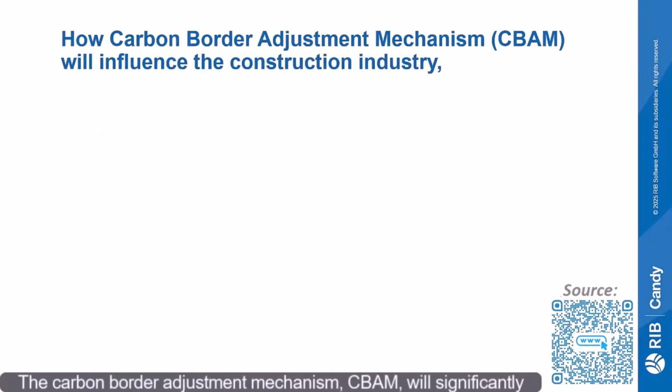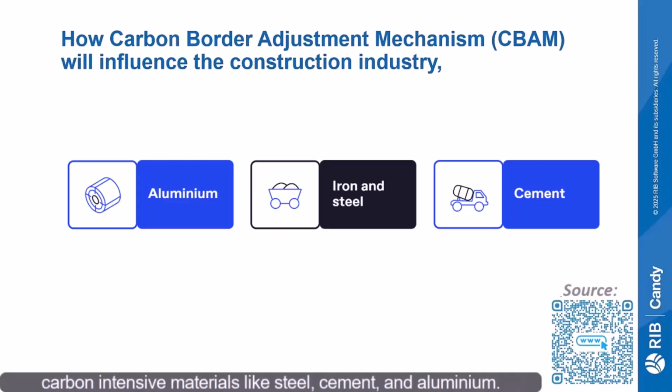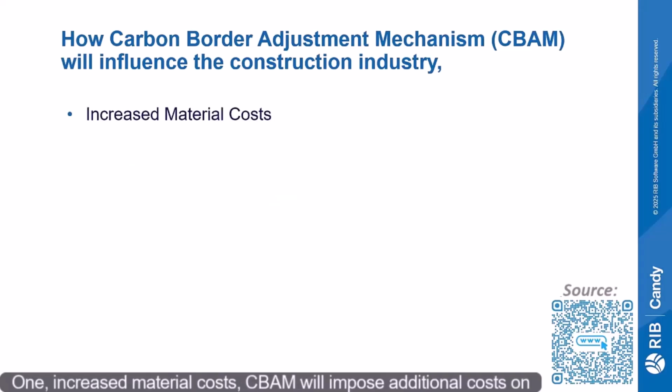The Carbon Border Adjustment Mechanism, CBAM, will significantly influence the construction industry, particularly due to its reliance on carbon-intensive materials like steel, cement, and aluminium. Here is how it might impact the industry. 1. Increased material costs. CBAM will impose additional costs on imported materials with high embedded carbon emissions. This could lead to higher prices for essential construction materials, impacting project budgets and timelines.